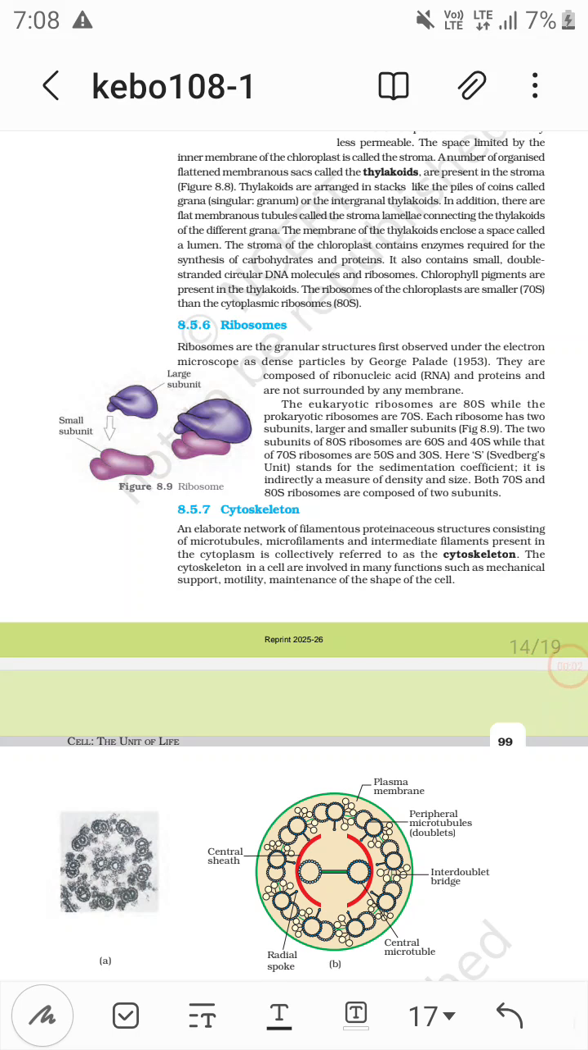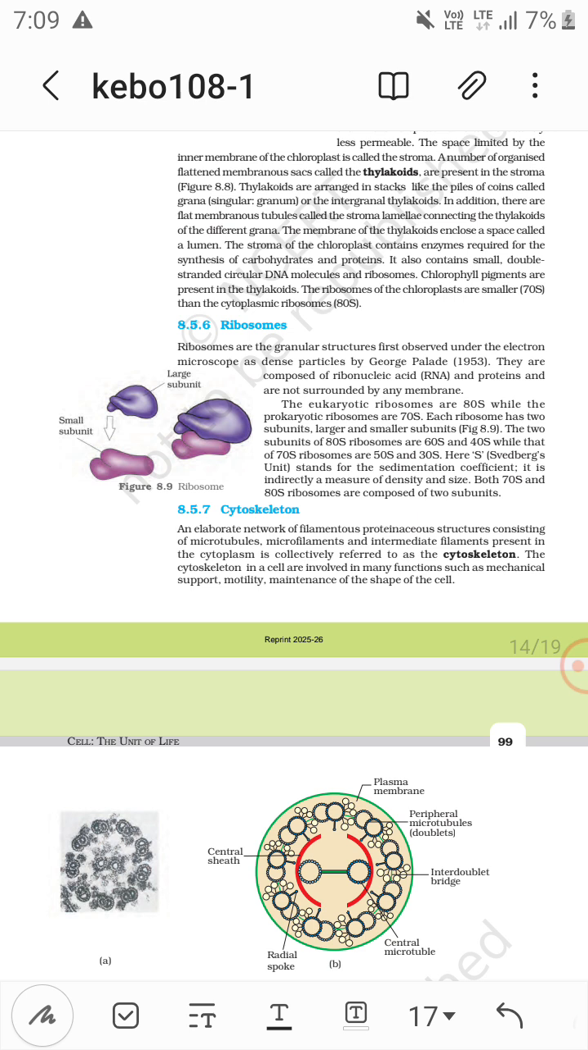Ribosomes, given by George Palade in 1953. Ribosomes are ribonucleoproteins made up of RNA plus proteins. Ribosomes are the protein factory, responsible for the synthesis of proteins. They have two subunits, a small subunit and a large subunit. Prokaryotes and eukaryotes both have ribosomes. Ribosomes are non-membrane bound organelles.